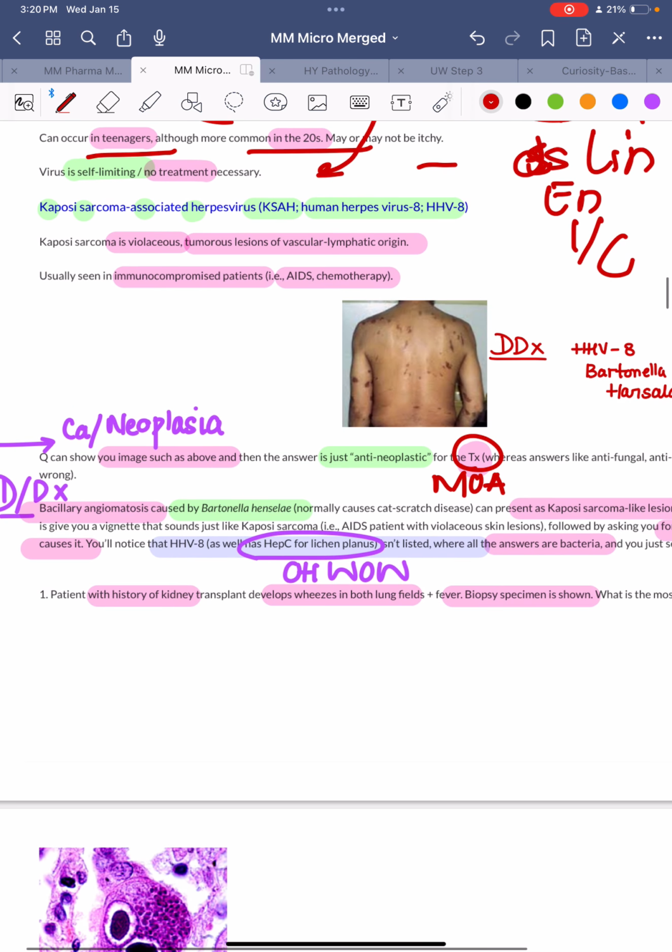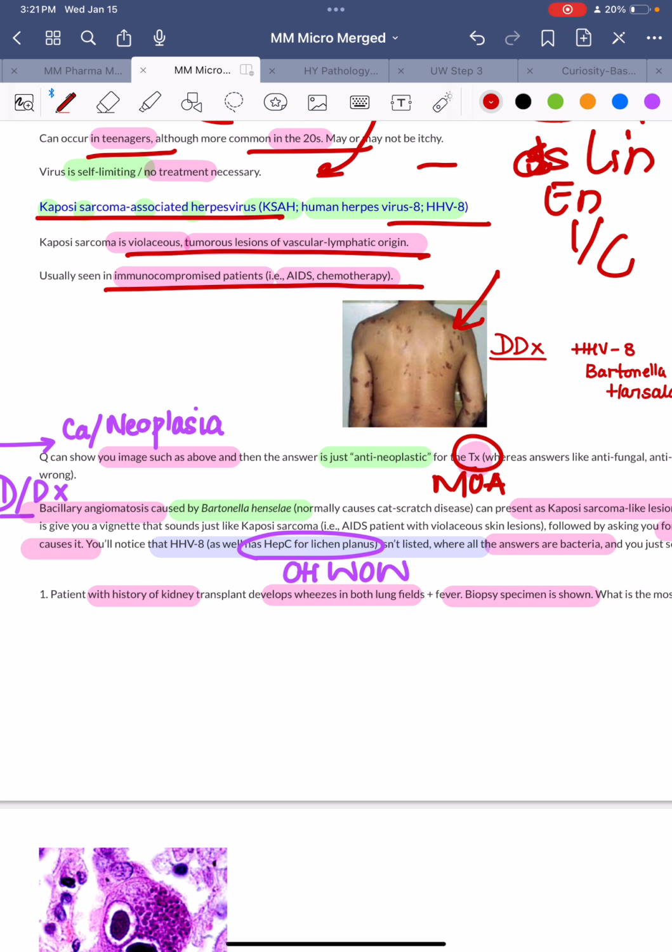Next off, we have HHV8, which is also known as Kaposi sarcoma associated virus. So suppose that you have violaceous tumor lesions of vascular or lymphatic origin. So you do a biopsy of the lesion and they say that there is lots of vascular proliferation within the lesions, and the patient is basically immunocompromised, had AIDS or chemotherapy. So keep this at the back of your mind that it can be Kaposi sarcoma caused by Kaposi sarcoma associated herpesvirus HHV8. And of course, if they ask you how will you diagnose it, you can just do an HHV8 immunostain on that particular biopsy, or you can do the blood test for HHV8.